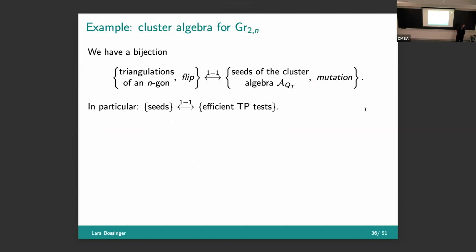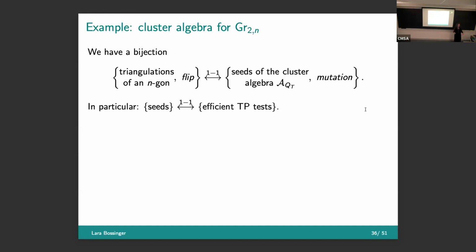So yes, okay, so this small example hopefully convinces you that the following statement is true. We have a bijection between the set of all triangulations of an n-gon, with the operation being the flip of the diagonals, and the set of seeds. Okay, maybe I should say quivers associated with the triangulations, with the mutation process.